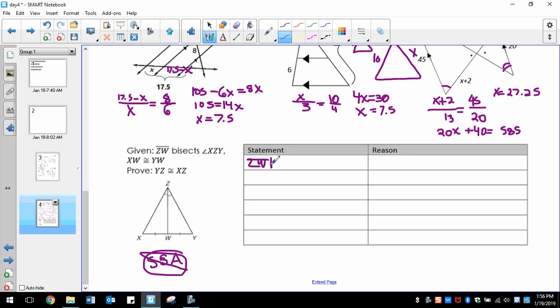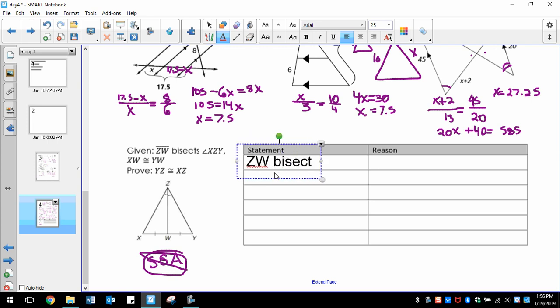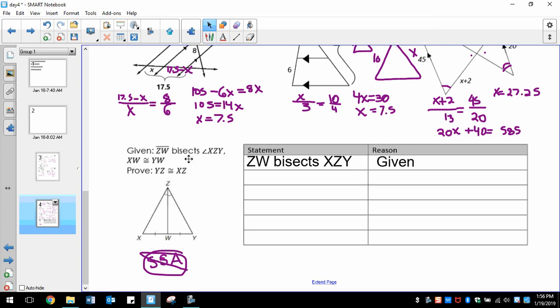ZW, but okay, I should be typing this. I'm not going to be able to add the symbols in, so just bear with me. Hold on. There we go. ZW bisects XZY. You guys should include the symbols. I just can't get that with my keyboard. All right, so obviously that's your first step, the first given.